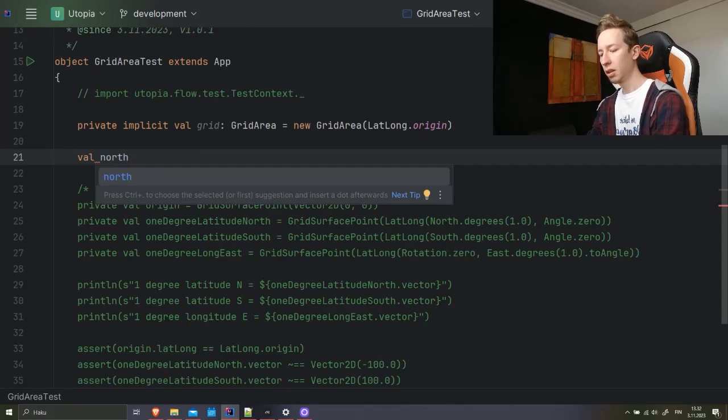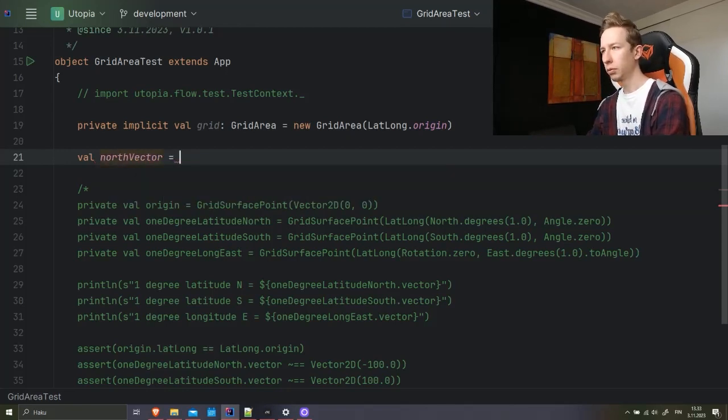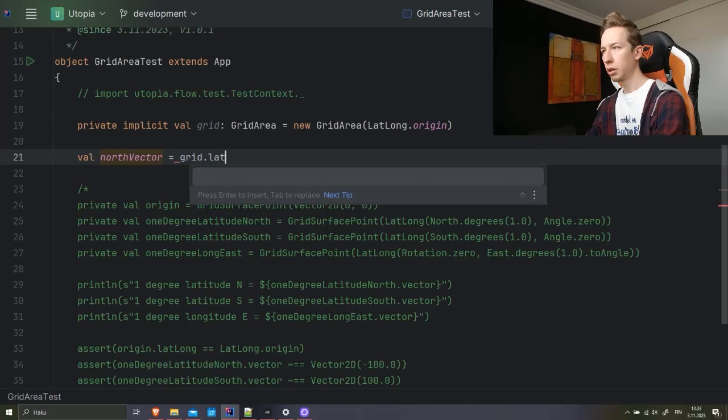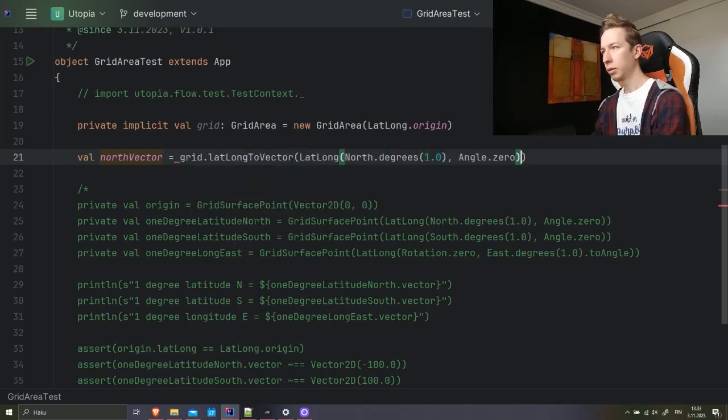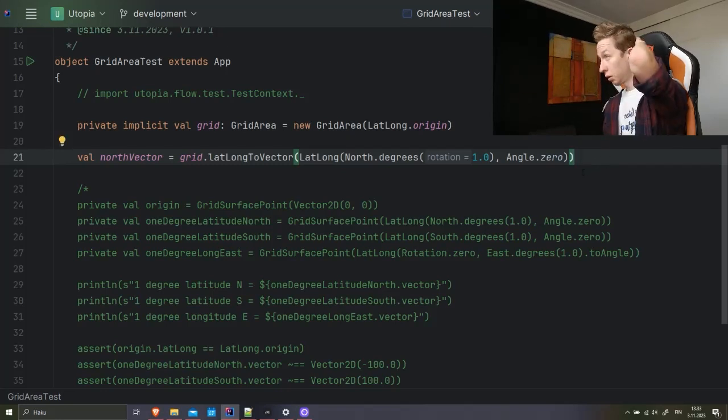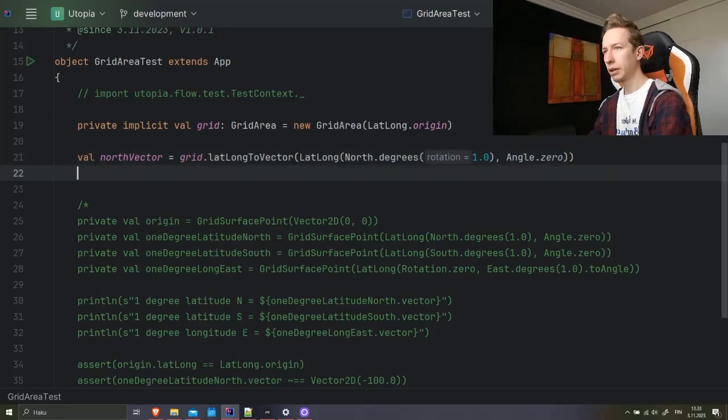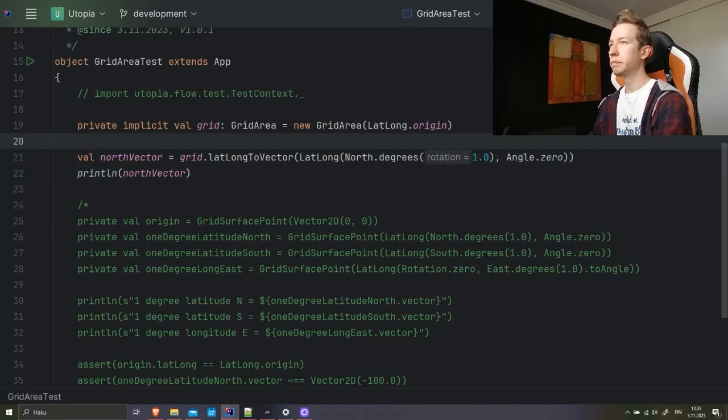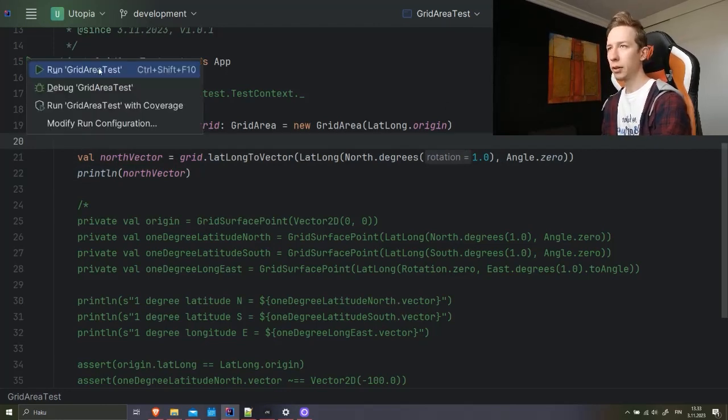North vector equals here, and then the same input, which is 1 degree of travel towards north. Yep, that should probably work, maybe, or at least that should be it. And then I guess let's just print it, although we have it already, but the point is to see what's going on.